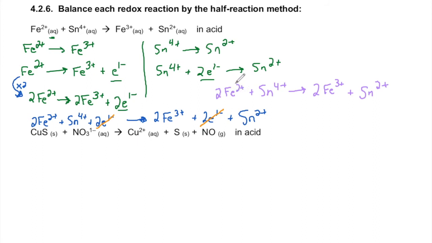the charges are balanced. Our element iron, 2 and 2, that looks good. Tin, 1 and 1, that looks good. Total charge on this side, we have 2 +2s and a +4. That adds up to +8 on this side. Here we have 2 +3s and a +2, and that also adds up to +8.